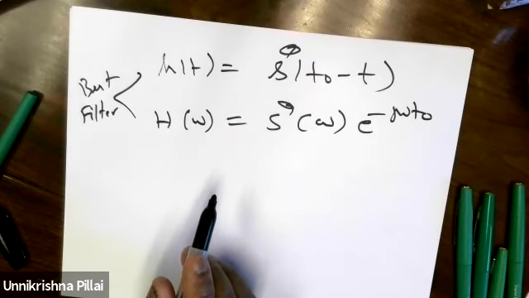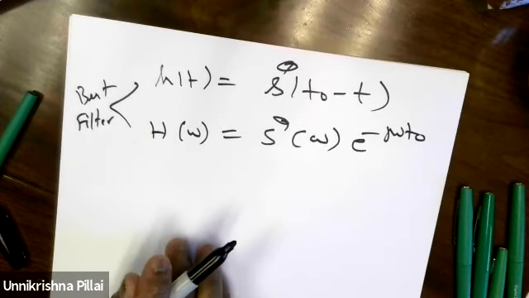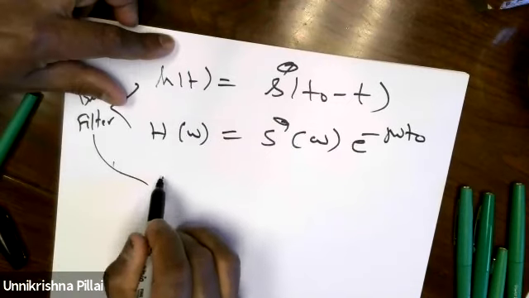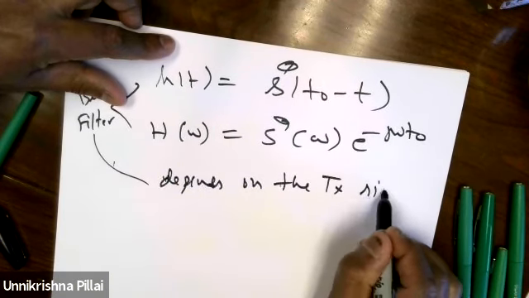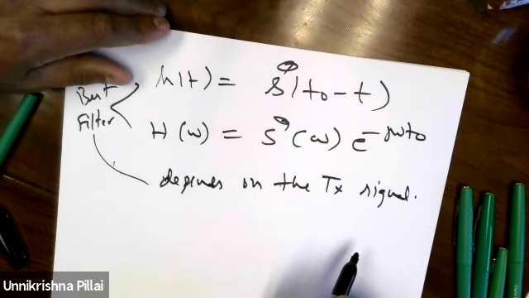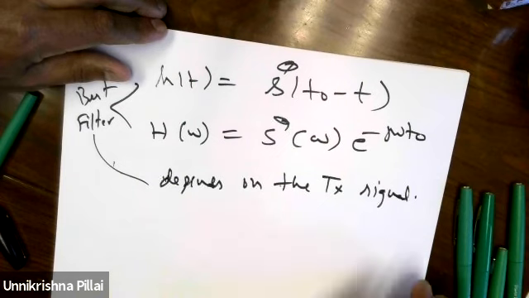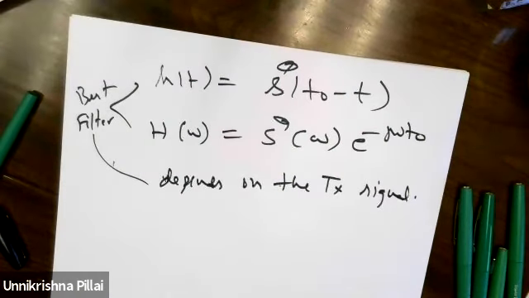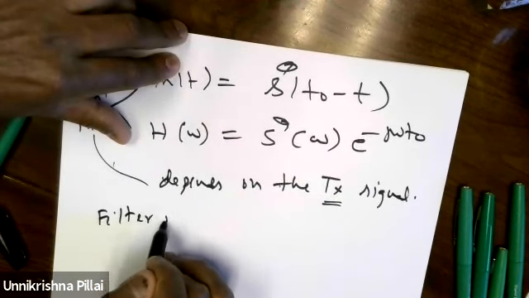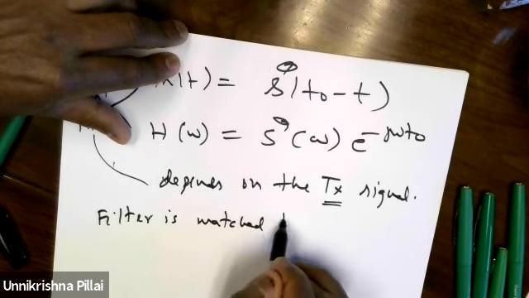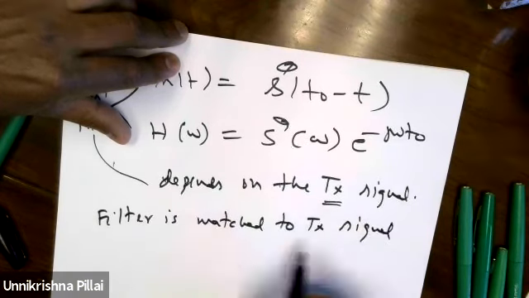So look at the filter. The best filter depends on the transmit signal, as it should, because there is no one-fits-all solution for all signals. It's like saying your shirt should be designed with your body in mind, right? Or your eyeglasses, whatever, right? So the filter depends on the transmit signal, or the filter is matched to the transmit signal, and that's how the name matched filter comes in.